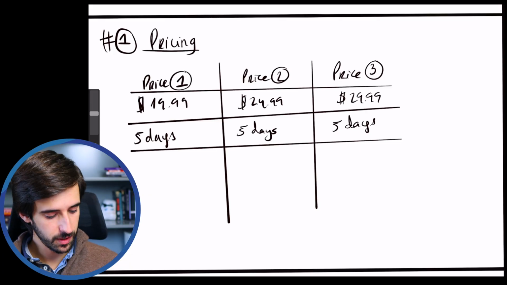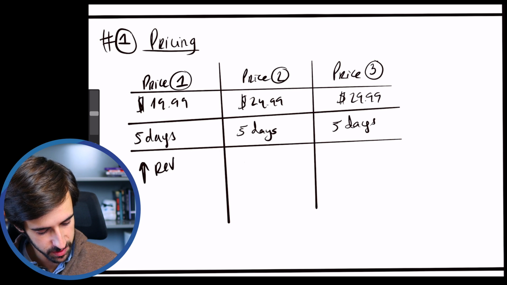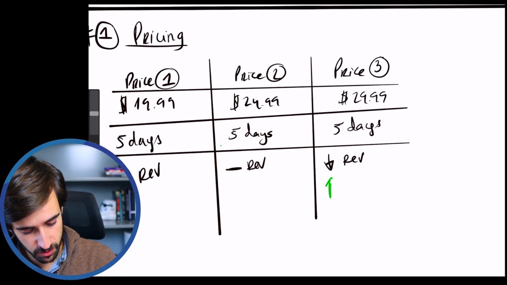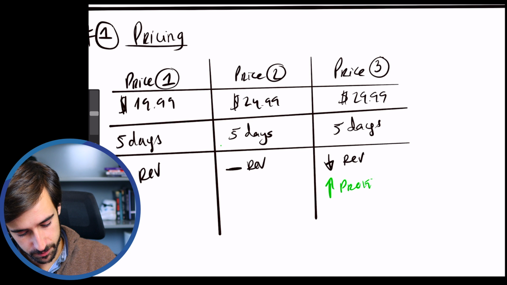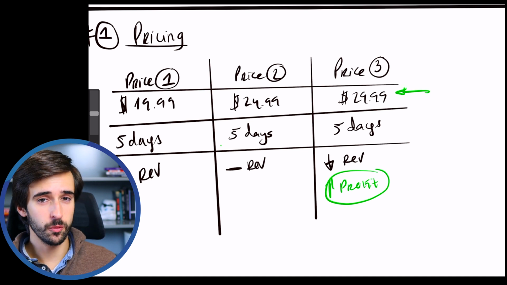After we've run for 5 days, we're going to see what is the net profit that we actually got from these 3 different price points. So let's say $19.99 got us the highest revenue, $24.99 probably got us the middle revenue, and price 3, $29.99 got us the lowest revenue. However, because at $29.99, our profit margin is so much higher than at $19.99, we might end up with the conclusion that $29.99 is actually the price point that maximizes our profit. And if that is the case, this means that $29.99 is the price point that we want to go with.